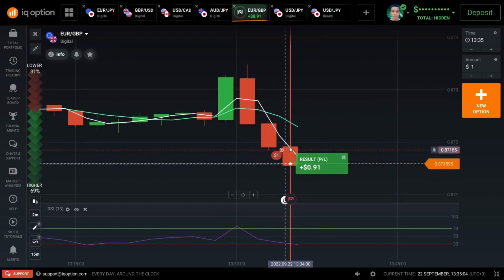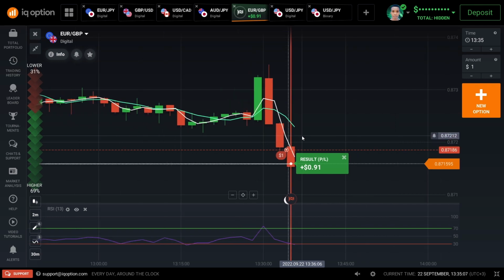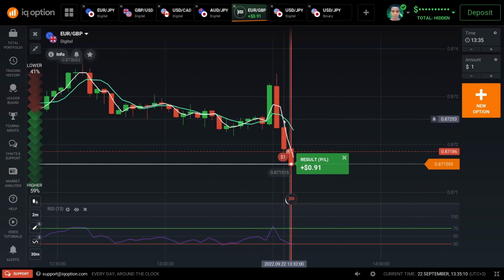Okay, and I entered the second candle because there is stability in this currency pair showing a strong drop. That's why I take this trade.